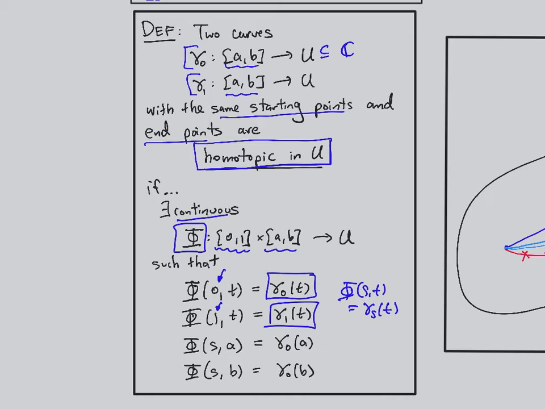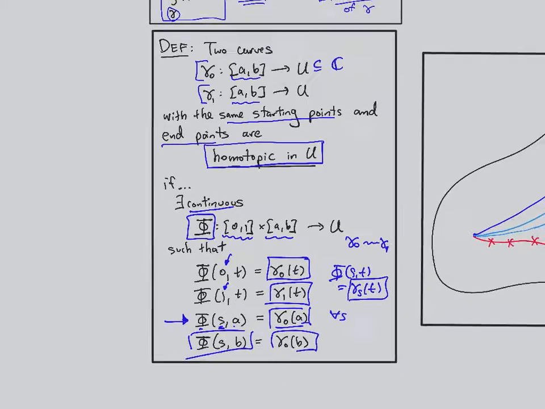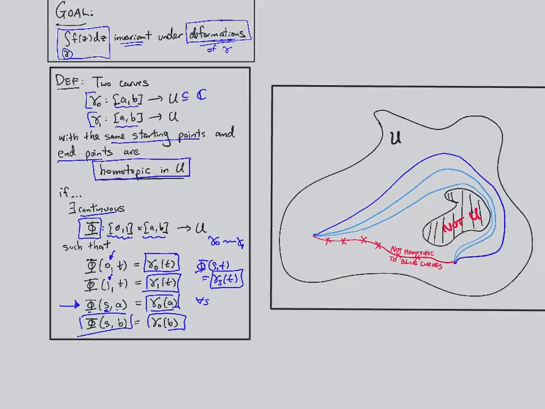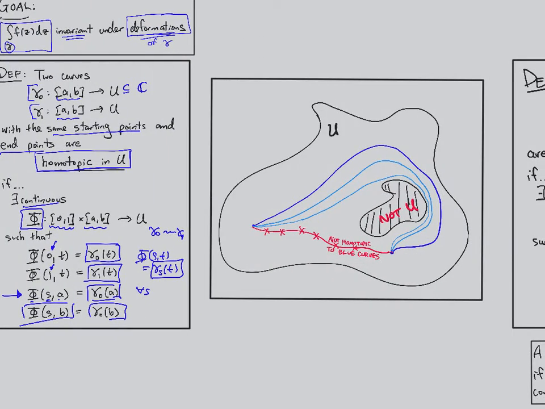and we want phi to be this continuous function that takes you from gamma 0 to gamma 1 in a continuous fashion. We also want all of these curves to have the same endpoints the whole time and the same starting points. So we also require that for every s, phi of s,a is the same as gamma naught of a, and phi of s,b is the same as gamma naught of b.